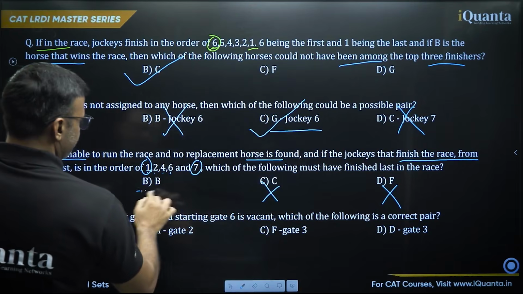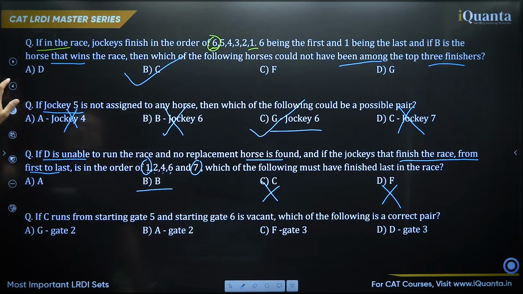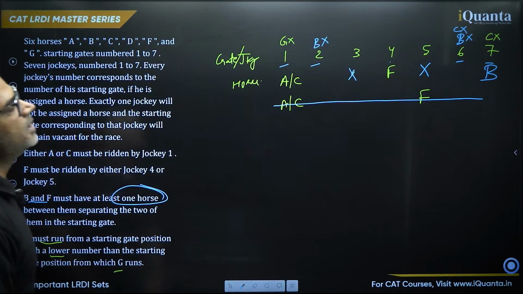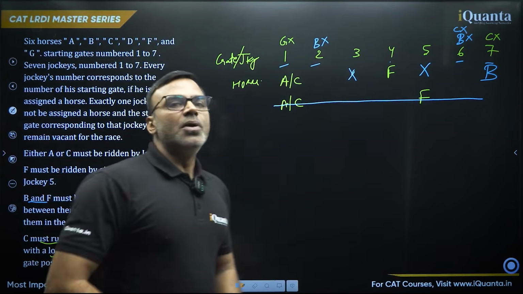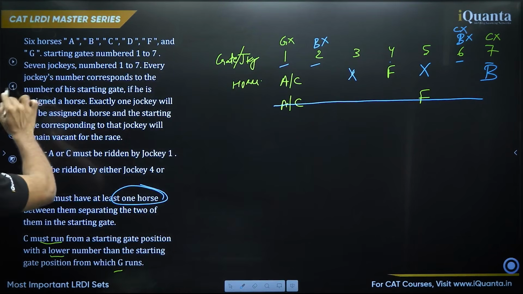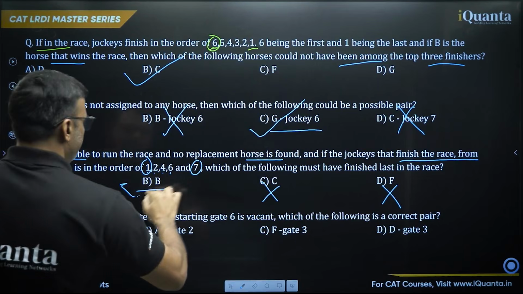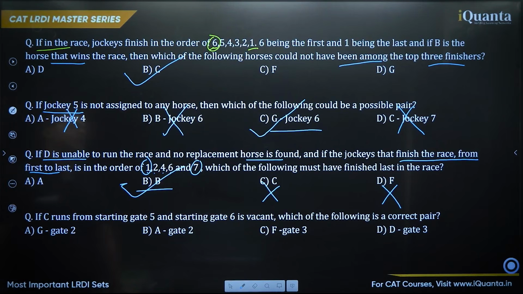Last in the race is B. Can A be the last in the race? No, because B has no other place to go. So there is no other place to go for B. Option B is the correct answer. That has to be at the 7th position. Nice. It's a very beautiful question, right?